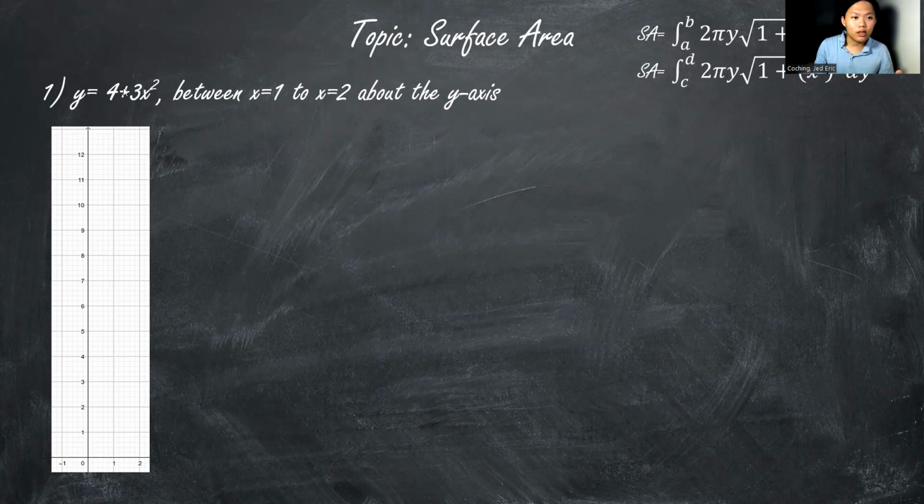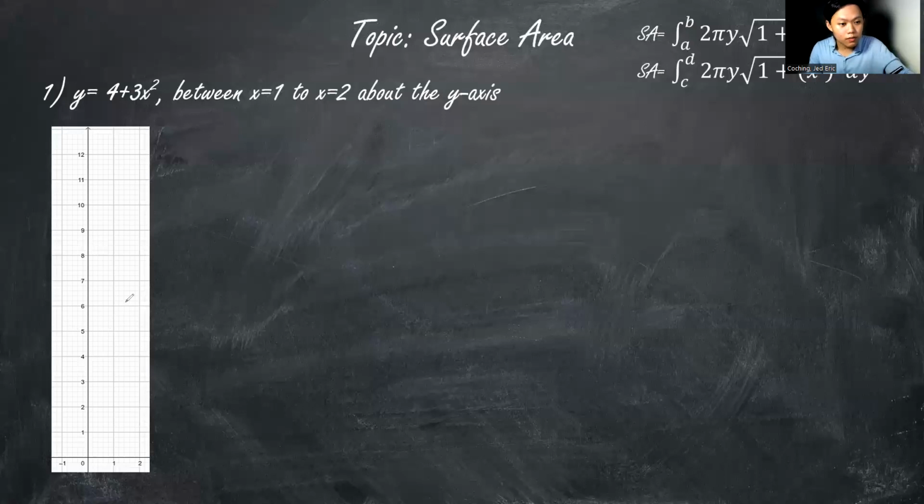Here's number one. Let's move my camera here. Okay. y is equal to 4 plus 3x squared. If we graph that, it's just going to look something like this.